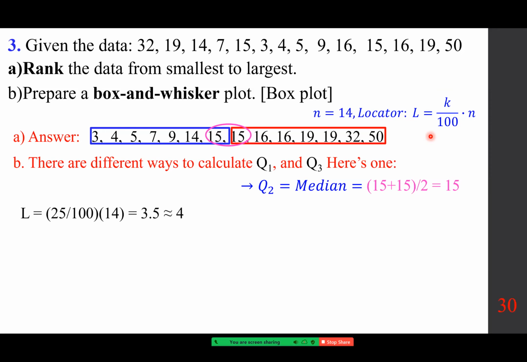So we have Q sub 1, 25% or 0.25, that's k over 100. If we multiply by 14, we get 3.5. We must round it up, and that gives you the fourth piece of data. And that is number 7.